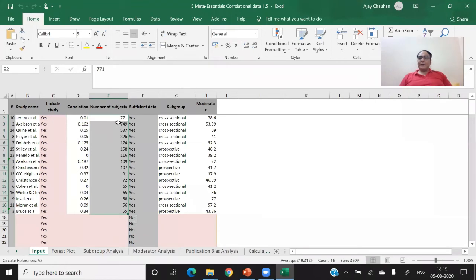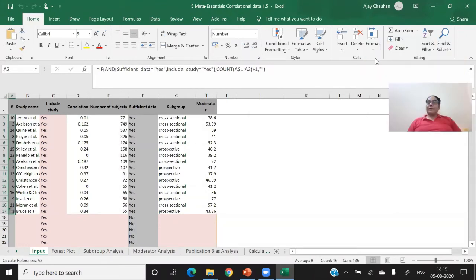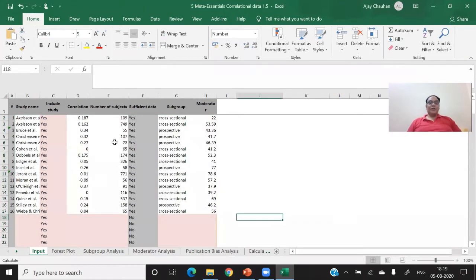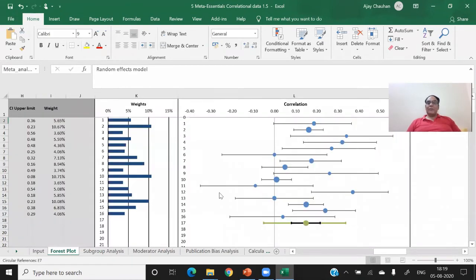I did one simple experiment. Let me sort from smallest to largest. Originally the data set was like this. I found that some of the samples have large sample size, and some of these studies have low sample size. Now I want to arrange all these studies in descending order as per the sample size. The original forest plot is like this. Just see this original plot.